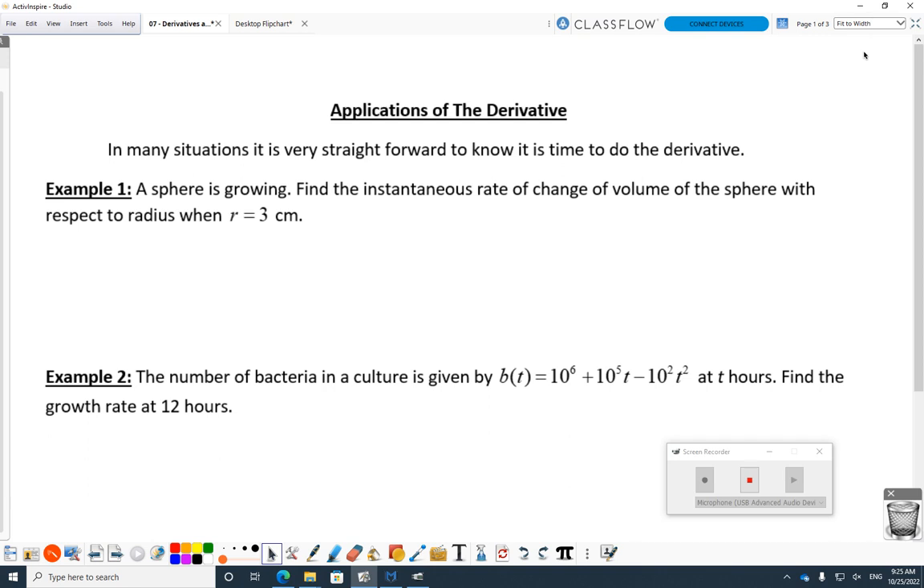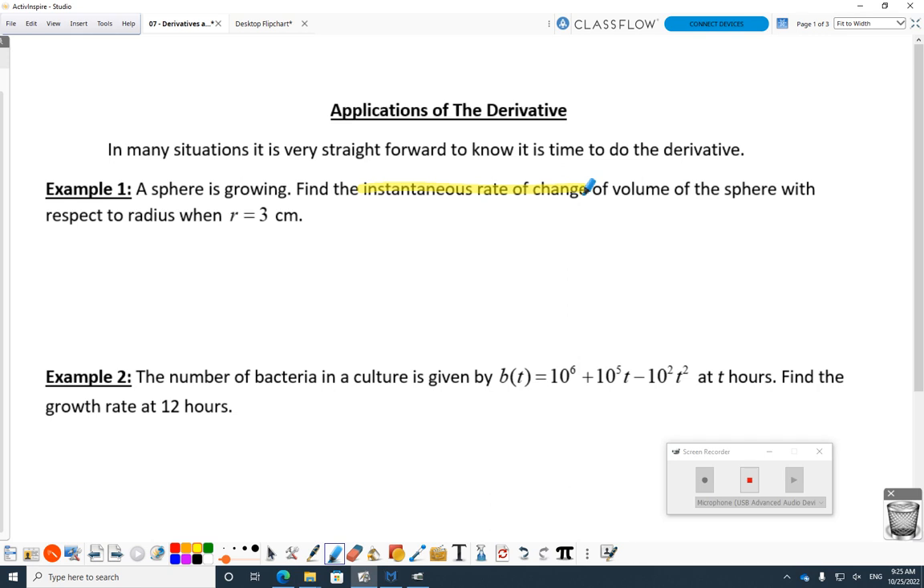And we'll get to the specifics of the word problems. For today, it's just a sphere is growing. Find the instantaneous rate of change. Well, there, done. Lesson over in that phrase. Find the instantaneous rate of change. I'm going to highlight that right now and say instantaneous rate of change. As soon as you see that, you should immediately think derivative.